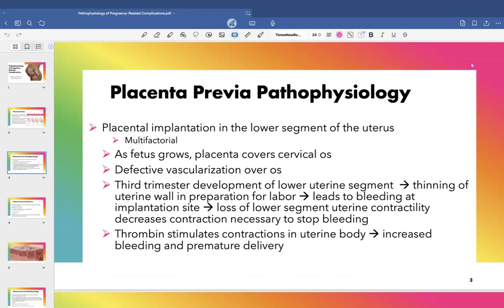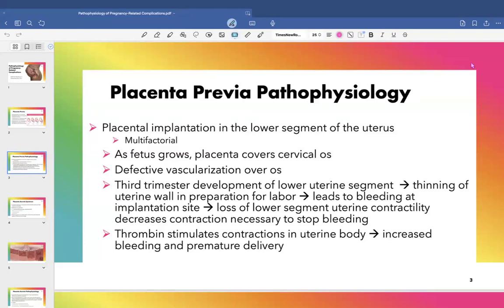That's when the lower uterine segment starts to stretch out more as the baby gets bigger, and that uterine wall gets thinner and more floppy and receptive for the baby's head and body to come through. What that's going to do is lead to bleeding at that implantation site. With that, you're going to trigger clotting cascades. Thrombin is a strong promoter of uterine contractions. And so then it's going to be difficult to stop the bleeding.